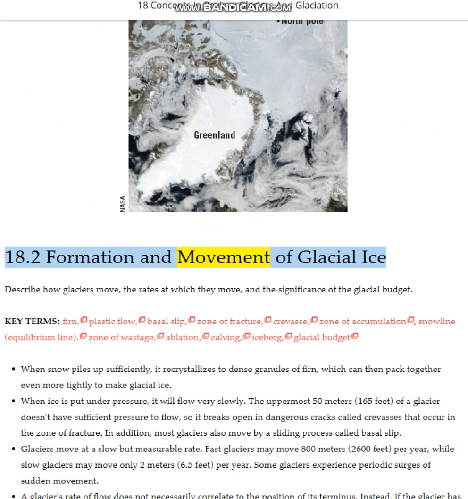18.2 Formation and movement of glacial ice. Describe how glaciers move, the rates at which they move, and the significance of the glacial budget. Key terms: firn, plastic flow, basal slip, zone of fracture, crevasse, zone of accumulation, snow line, equilibrium line, zone of wastage, ablation, calving, iceberg, glacial budget. When snow piles up sufficiently, it recrystallizes to dense granules of firn, which can then pack together even more tightly to make glacial ice. When ice is put under pressure, it will flow very slowly.